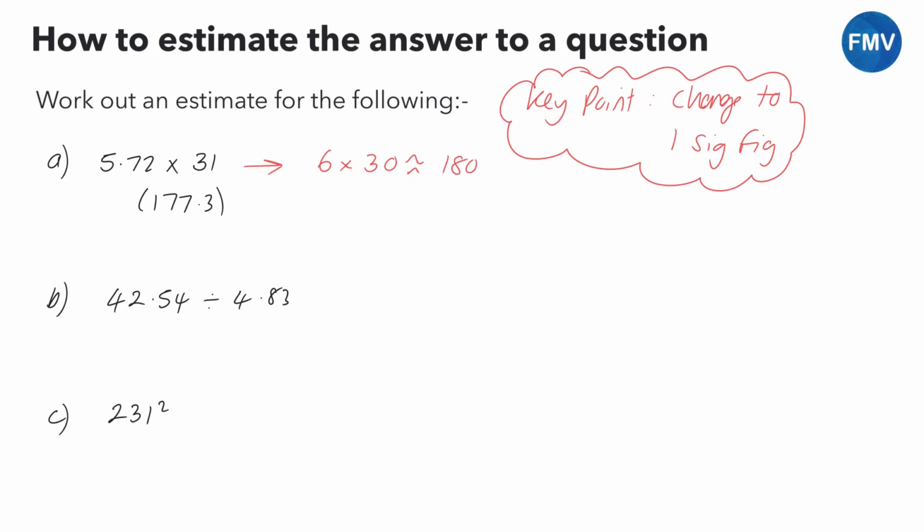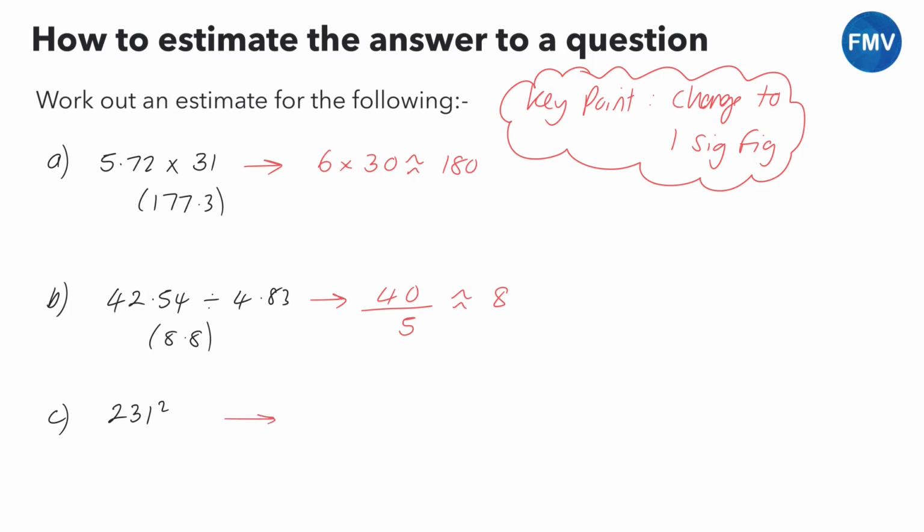If we look at this next one, I would write this slightly differently. Well, 42.5 rounds to 40 and 4.83 will go to 5. Notice I've put it over; I sometimes think that's an easier way of showing it. That is approximately equal to, well, 5 goes into 40 eight times. Let's see what the actual answer is. Well, the actual answer will be 8.8 to one decimal place. So again, we're very close.